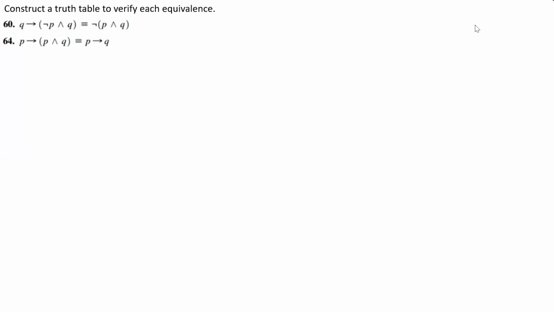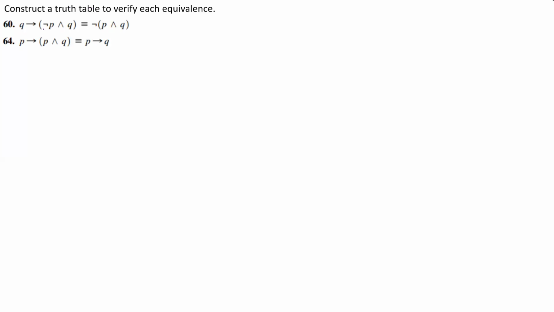All right, here we're supposed to verify each equivalence. So basically, what's going to happen is we're going to look at this column here, and then we're going to look at this column here in the truth table. And if they're equivalent, then that's going to be this sign. This is equivalent. Same here. If this is equivalent to this, then we verified the equivalence.